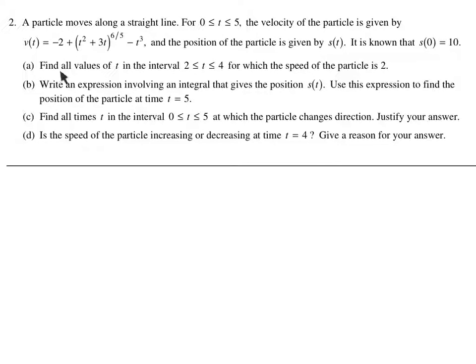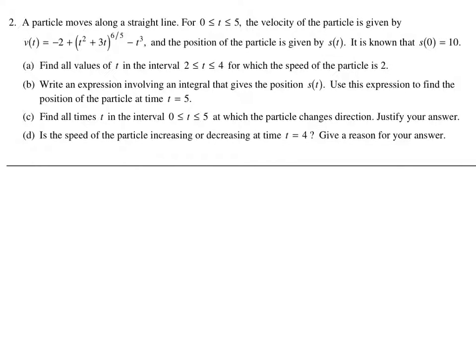So the first question, find all values of t. So we're looking for time from 2 to 4. Oh, wait, that was 0 to 5. Okay, but they said 2 to 4. So they're changing the interval on you. But it wants the speed is 2. Be careful, that's the speed is 2. They don't want the speed at 2. They want the time at which the speed is 2.